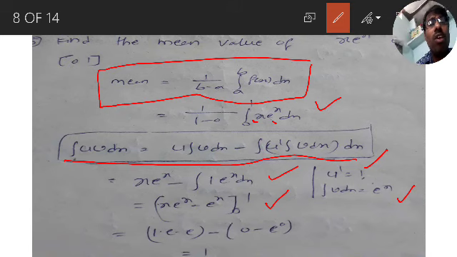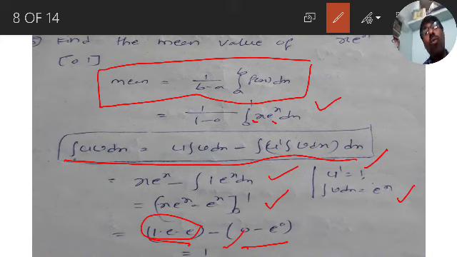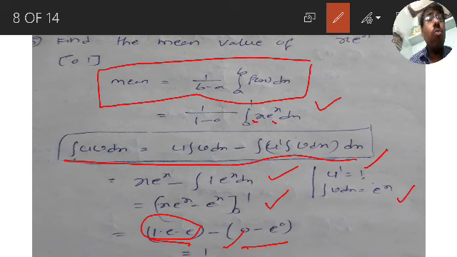At the place of x, substitute 1: 1 into e power of 1 minus e. And at the place of x, substitute 0: 0 minus e power of 0. e minus e is 0. e power of 0 is 1. Minus 1 into minus gives plus 1. So the answer, the mean value, is 1. Are you able to get it? The mean value is 1.